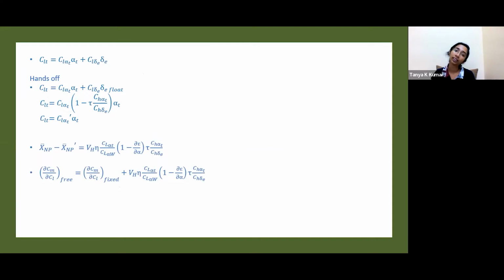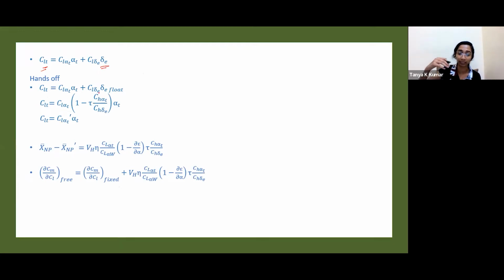So now, what is the difference between stick free and stick fixed case? As far as equations are concerned, the only difference comes from the CL tail. CL tail is given by this equation, linear approximation: CL alpha tail into alpha tail plus CL delta E into delta E. For the hands off case, this delta E is what? Delta E float or delta E free, whatever.